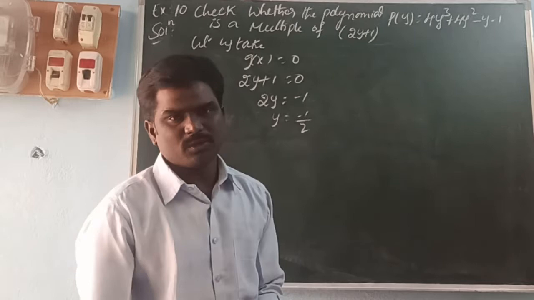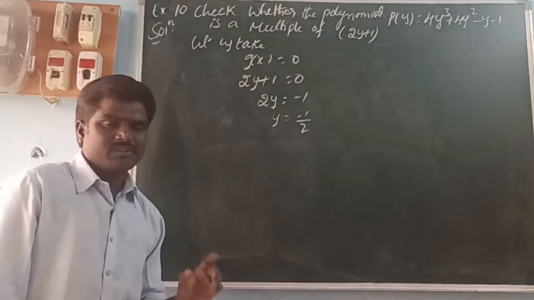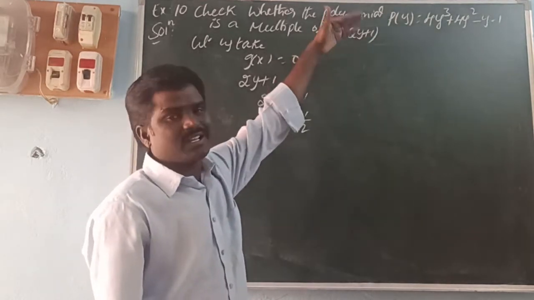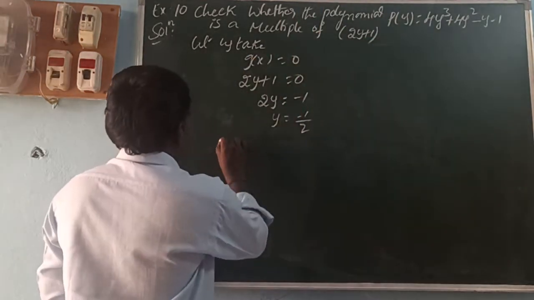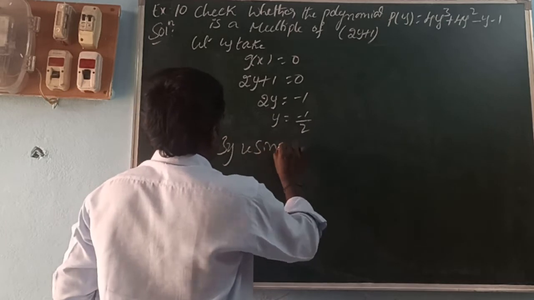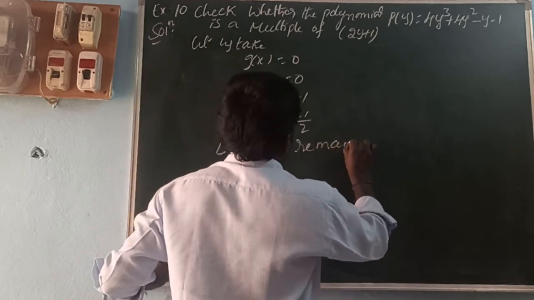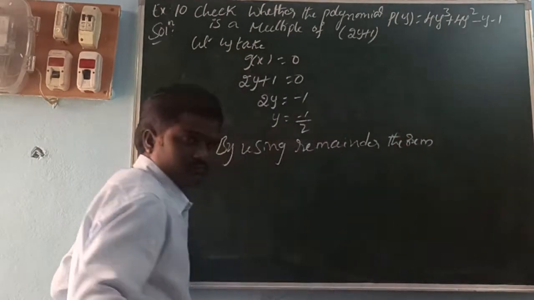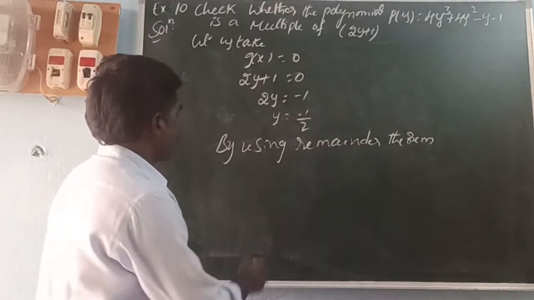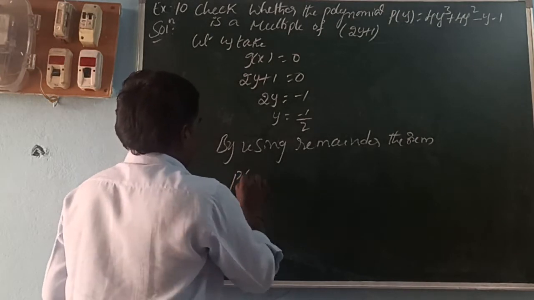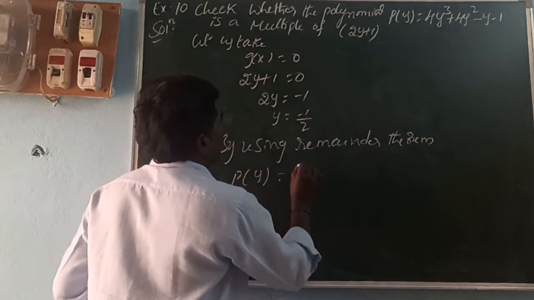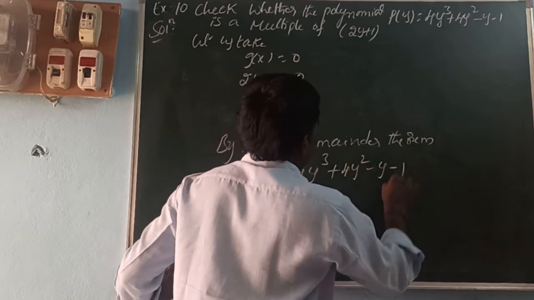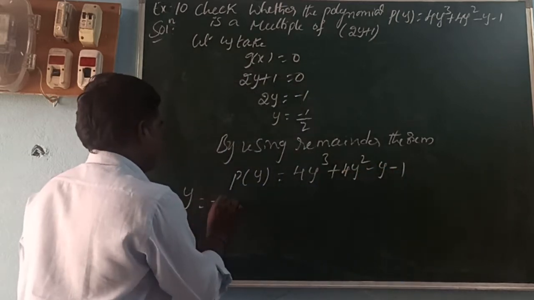Multiple is nothing but divisible. So divisible means when it is divided, the remainder is 0. So that means here they are asking whether 2y plus 1 is a factor or not. So here, by using the remainder theorem, p of y is equal to 4y cube plus 4y square minus y minus 1. In the place of y we can take minus 1 by 2.